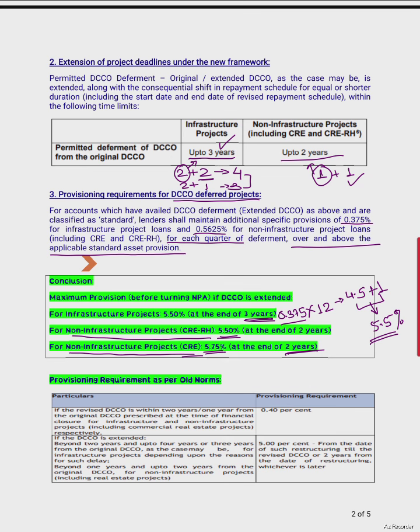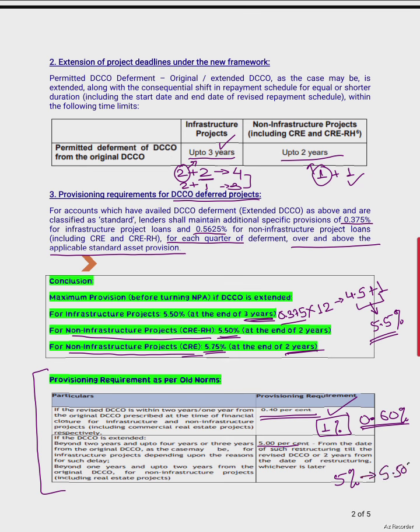As per the previous norms, this is a major change which you need to note. The earlier guidelines said that for the DCCO standard asset it was 0.40% only when there is no extension in DCCO. When there is an extension in DCCO it was 5%. But in this case, we have already discussed that it's around 1% for infrastructure projects, which is higher by 0.60%, and the maximum provisioning as per the new norm is 5.5%.